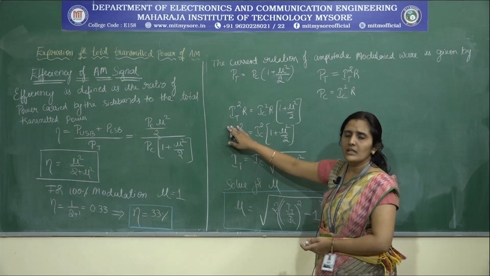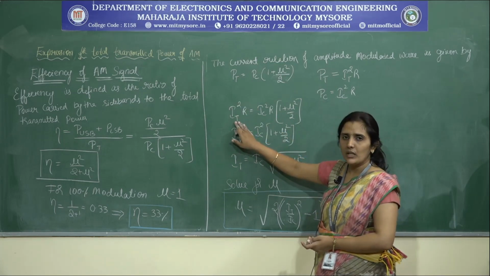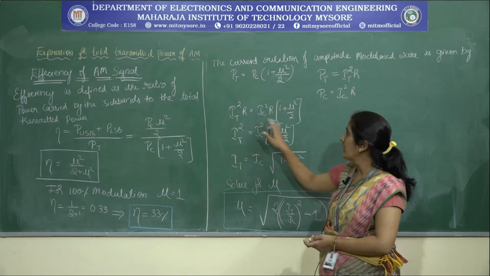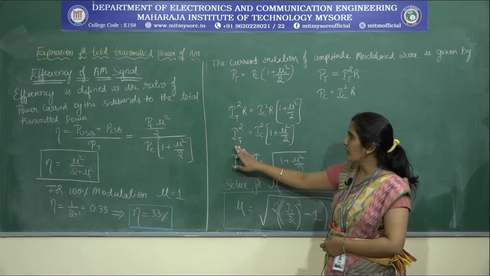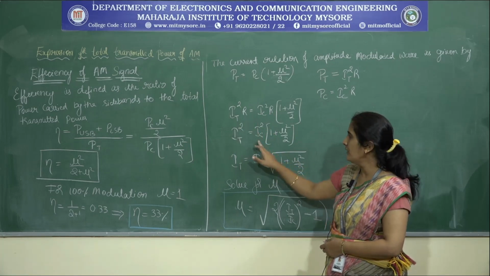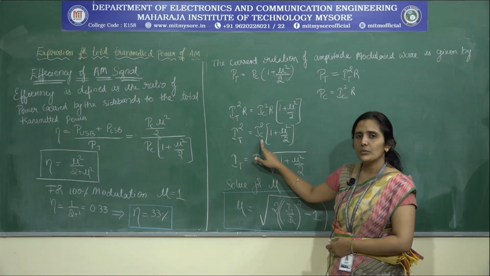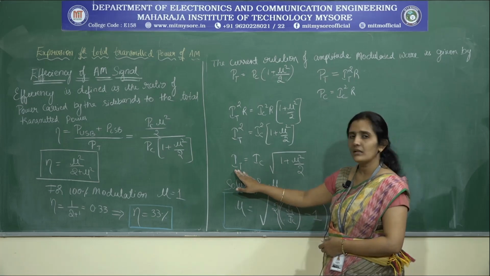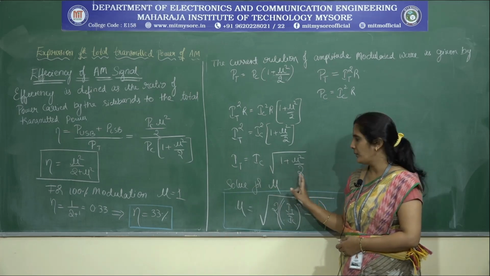Now substituting the same into the equation, P of t is nothing but I of t whole square into R, equal to Ic square into R and 1 plus mu square divided by 2. R and R get cancelled here, remaining with I of t whole square equal to Ic whole square into 1 plus mu square divided by 2. Taking the square root, It is equal to Ic into square root of 1 plus mu square divided by 2.